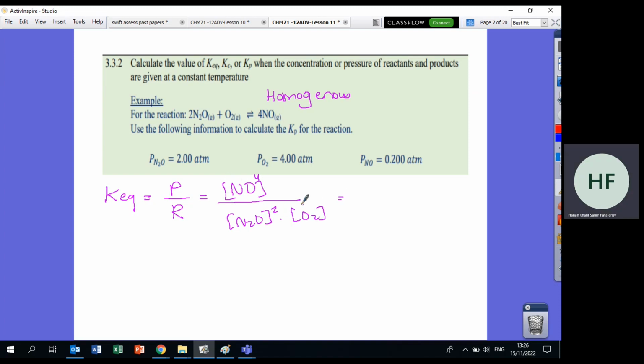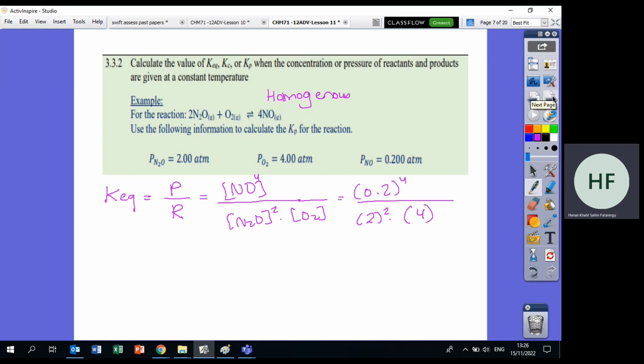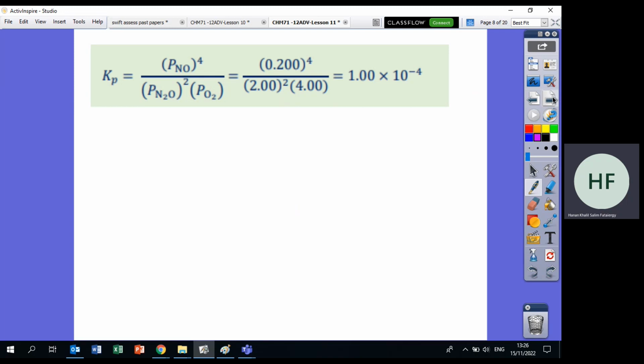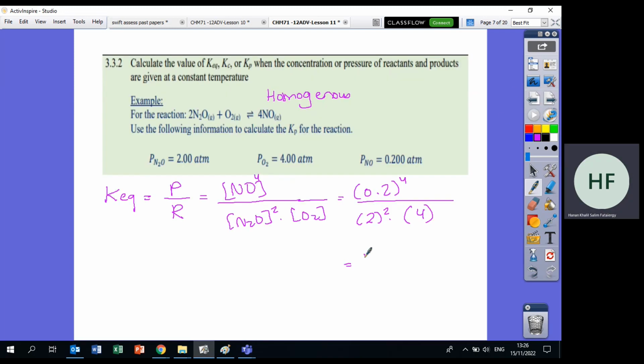Now you put the pressures. Whether you deal with pressures or concentrations, it is the same, no difference. So here NO4, which is 0.2 to the power 4, over N2O, this is 2 squared, times O2, this is 4, and then you find the value of Keq. I think the value will be 1 times 10 to the minus 4.